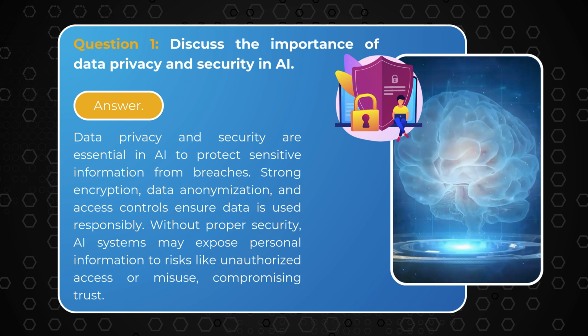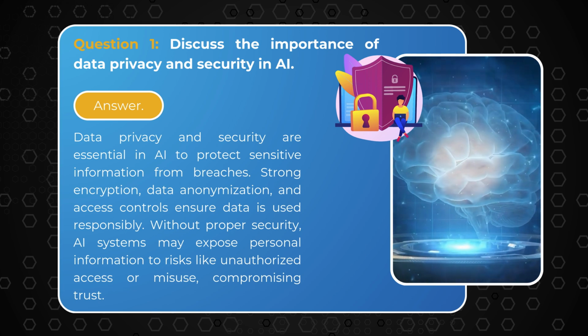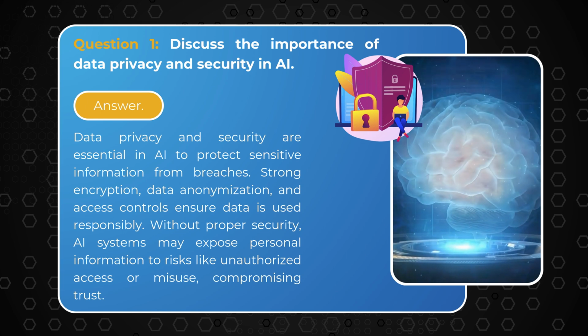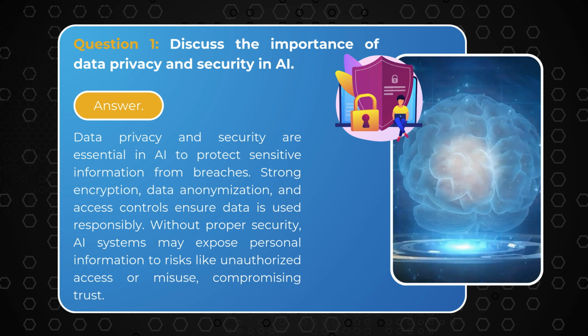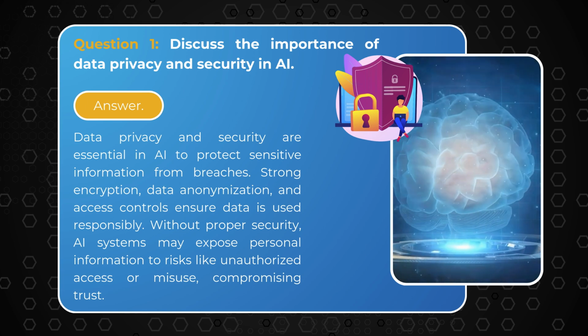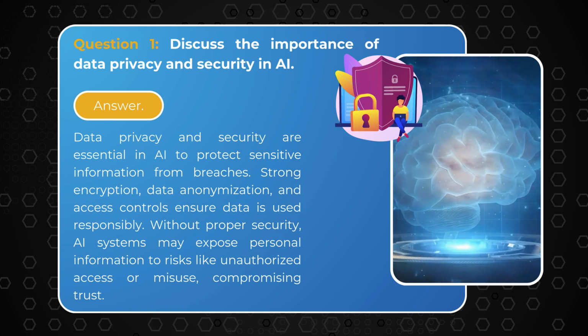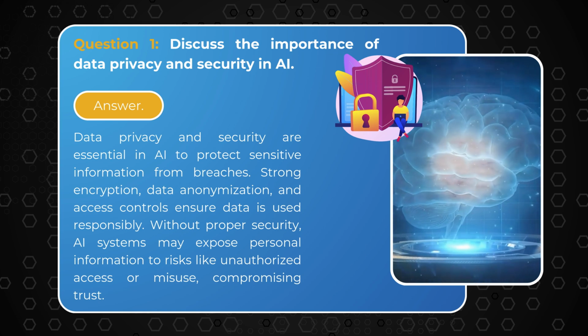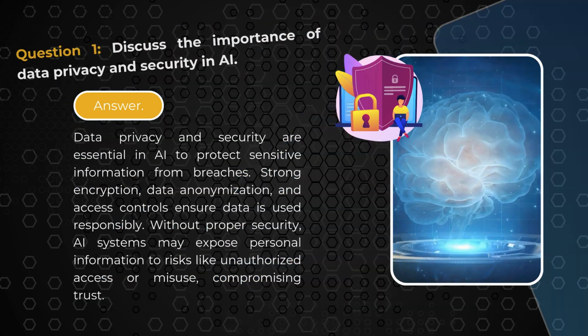Strong encryption, data anonymization, and access controls ensure data is used responsibly. Without proper security, AI systems may expose personal information to risks like unauthorized access or misuse, compromising trust.